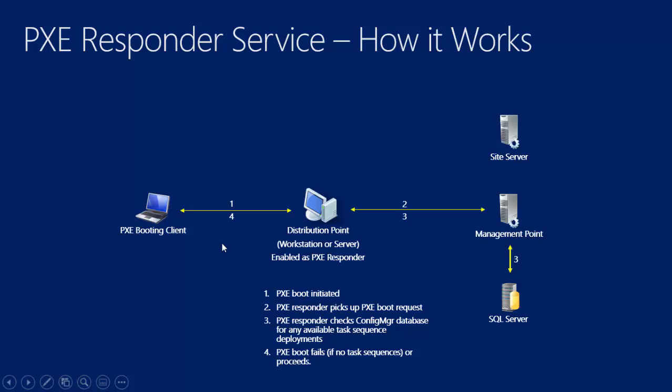Okay. So step one, the PXE boot is going to be initiated. Step two, that PXE responder is going to pick up the PXE boot request. And then step three, check the ConfigMgr database just to make sure that there's no reason this system should not be able to PXE boot, looking at things such as making sure that there's no flag on the device to say, hey, you just recently PXE booted, don't PXE boot again. Also making sure that there's an available task sequence that the device can leverage through that PXE boot, and so forth. Check that out. We'll send it back to the PXE responder service, and then ultimately that will be communicated back to the PXE booting client.